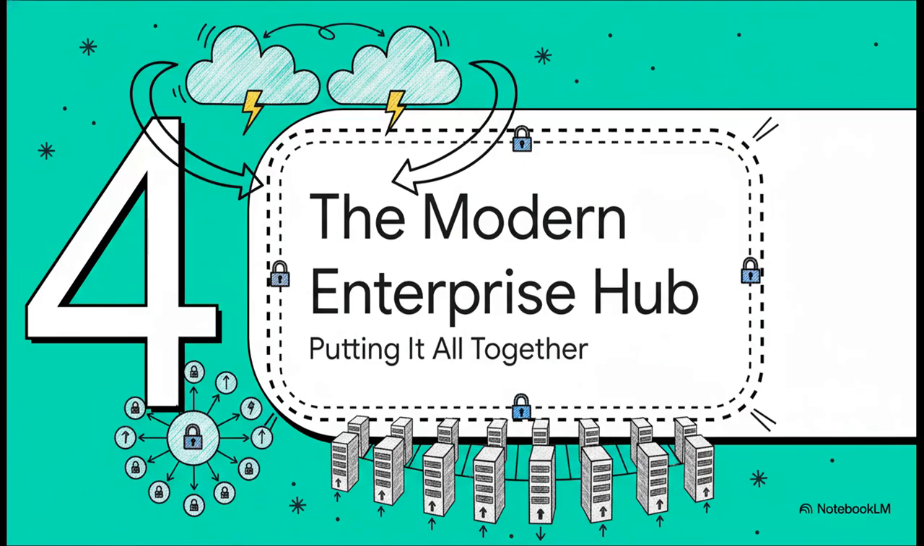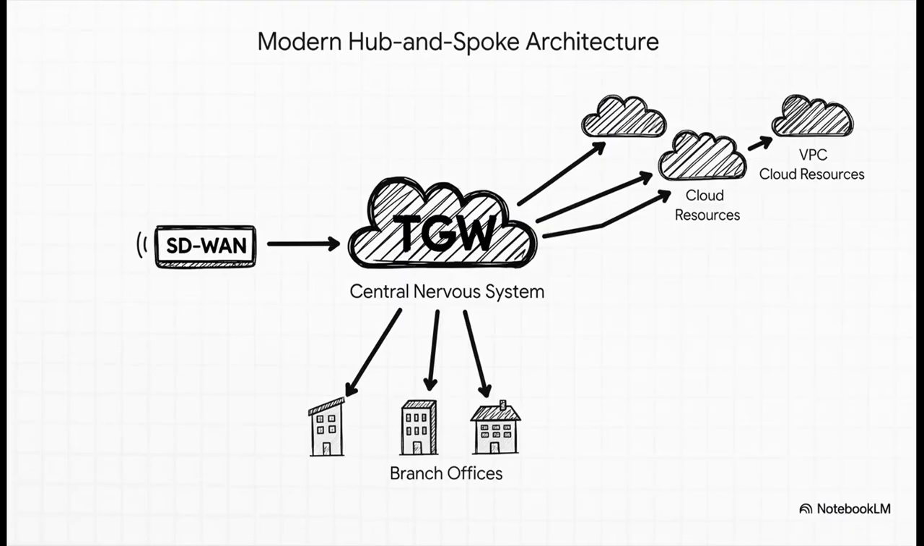So, we've covered Symmetry for security, scaling with ECMP, and the specialized case of multicast. Now, let's see how all these advanced features come together in one of the most common enterprise architectures we see today. Honestly, this is the gold standard for modern hybrid networks.